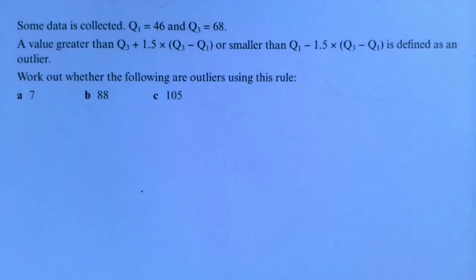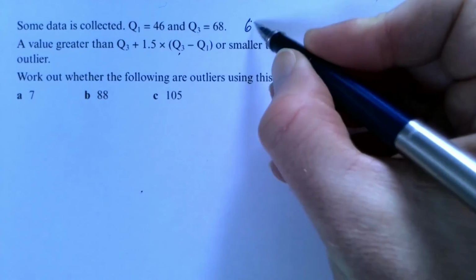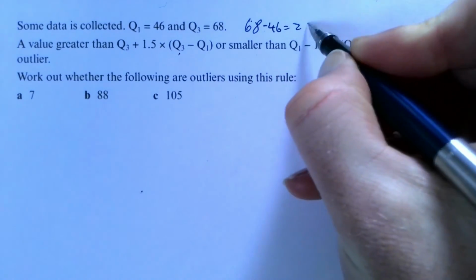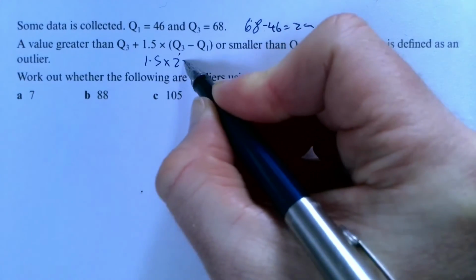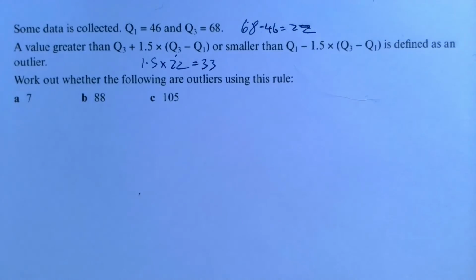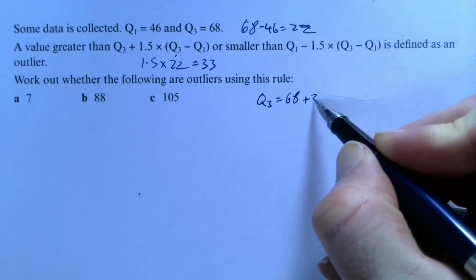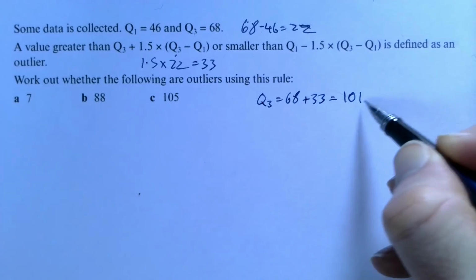Okay, time for a bit of practice. Pause the video and have a go at this one. Right, well, you've got 3 different ones we want to find out whether or not they're outliers. Let's just find out where our region is first of all. They've told us the upper quartile and the lower quartile. So 68 take 46 is 22. So 1.5 times 22 is 33. So at the upper end, we're looking at Q3 equals 68, add 33 is 101 centimetres.